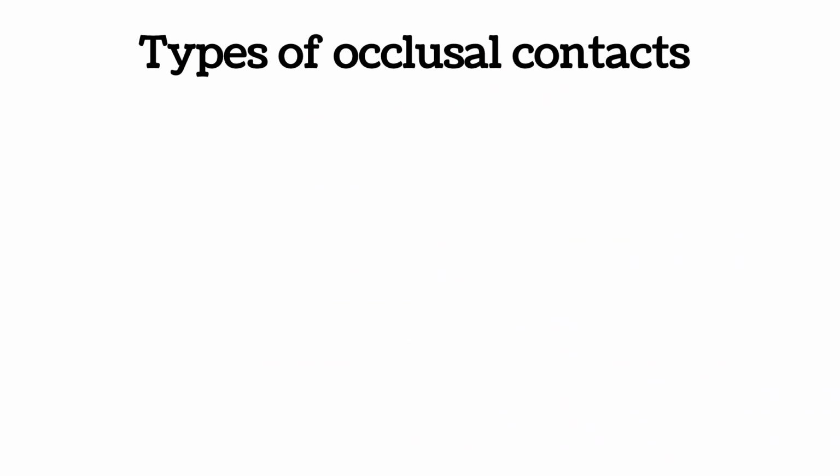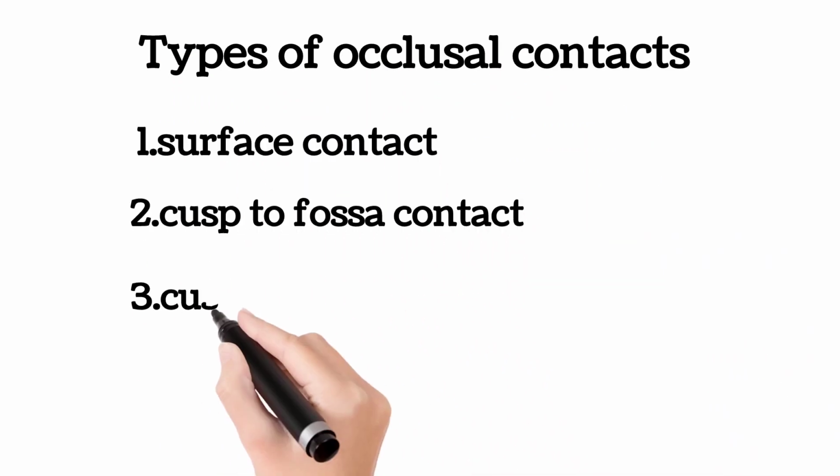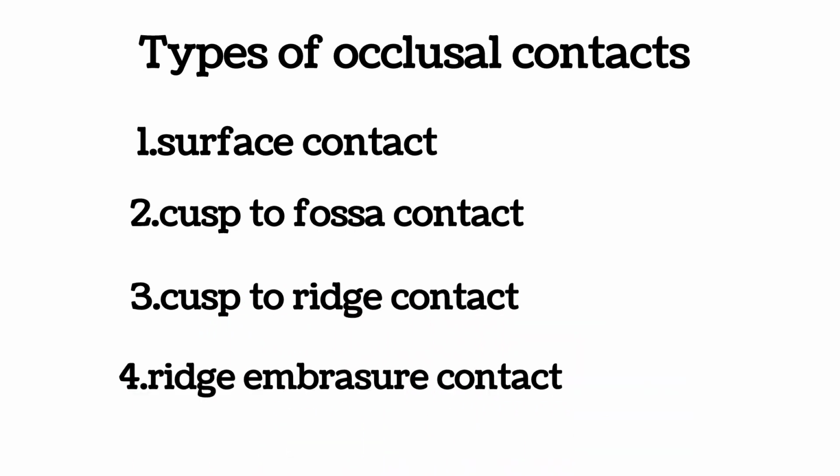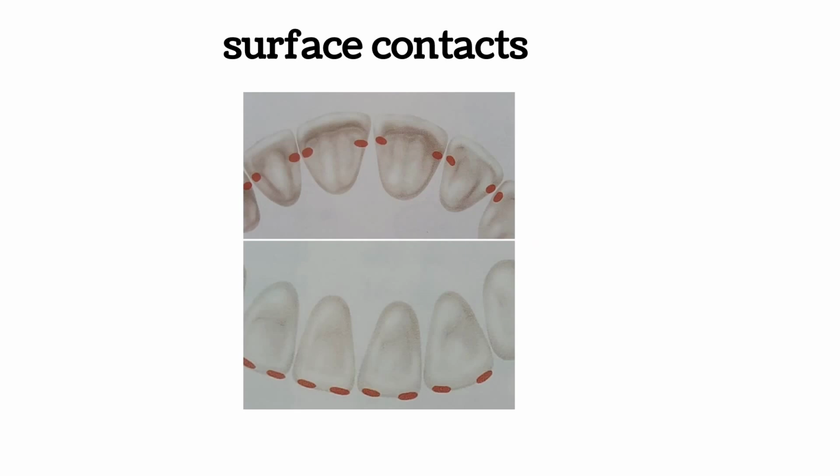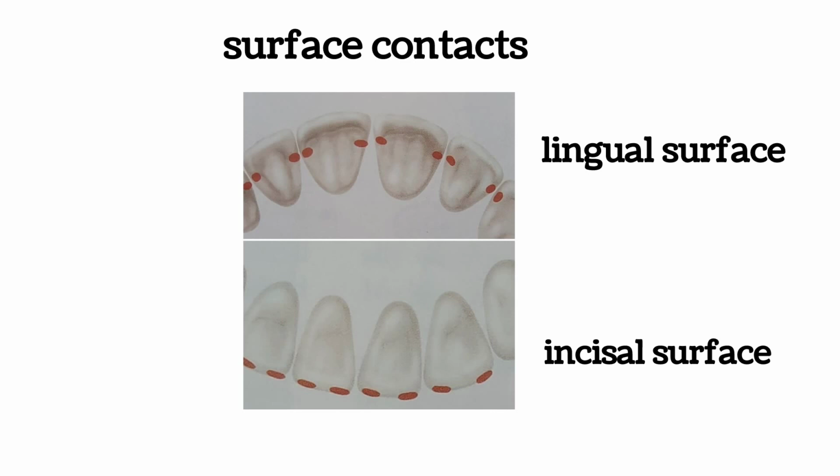Types of occlusal contacts. Surface contacts. Cusp to fossa contact. Cusp to ridge contact. Ridge to embrasure contact. Surface contacts: incisal surface of mandibular anteriors contacts the lingual surface of maxillary anteriors.